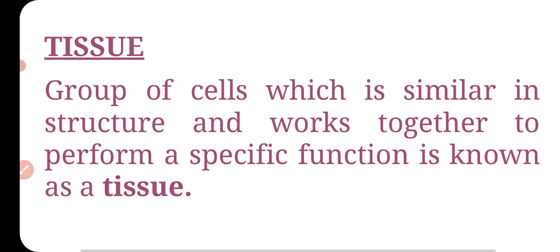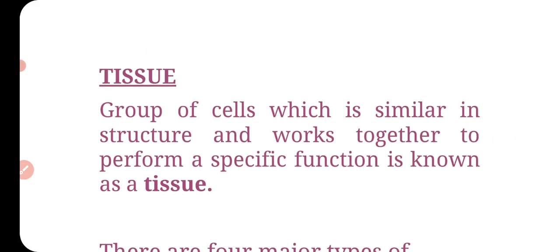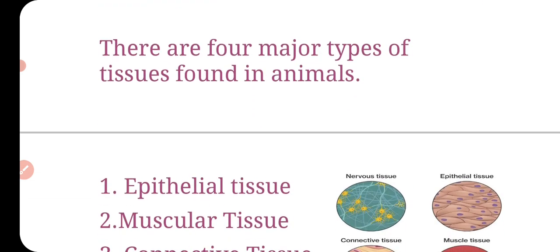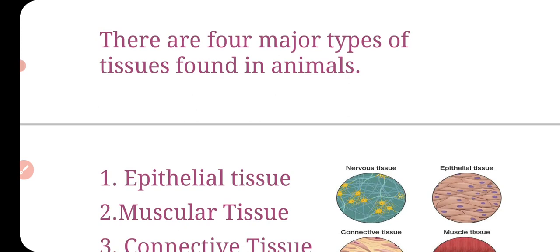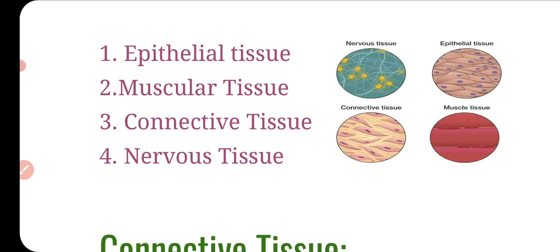First of all, we will revise what a tissue is. Tissues are groups of cells which are similar in structure and origin and work together to perform a specific function. There are four major types of tissues in animals: epithelial, muscular, connective, and nervous.